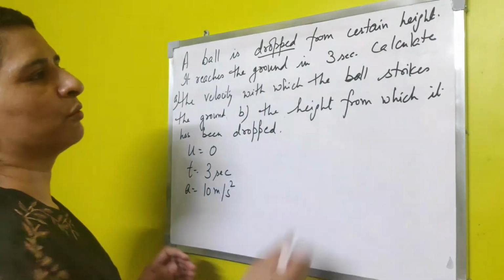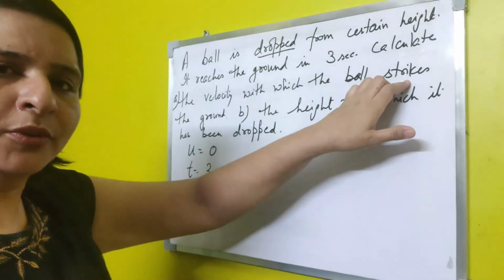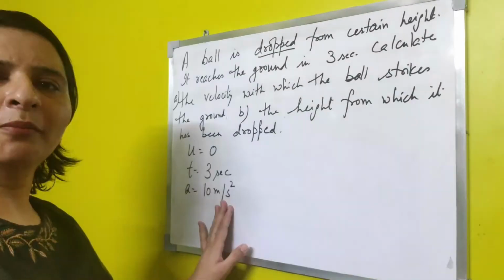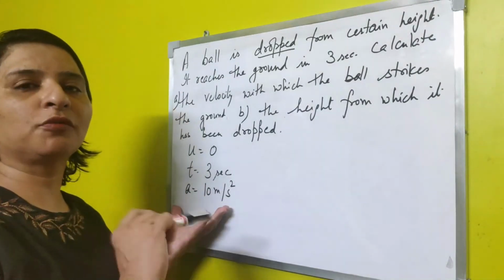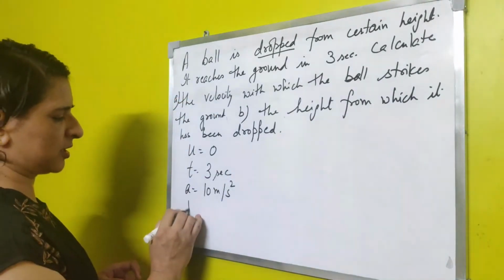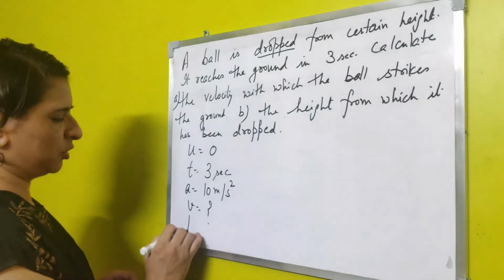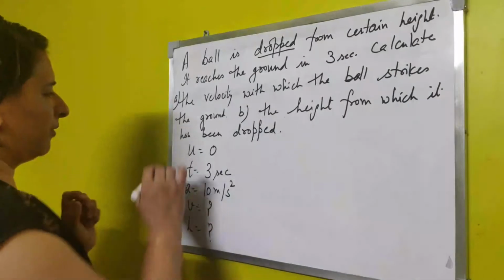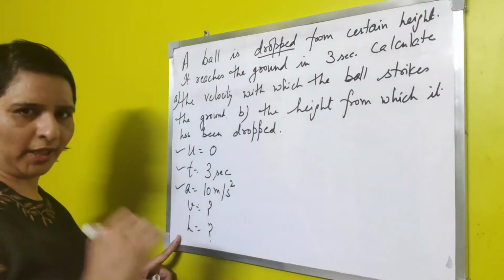Now, what do we need to find out? Calculate the velocity with which the ball strikes the ground. So this parameter we have taken from our knowledge. Maybe it is not provided in the question, but it is known to us. It is falling because of gravity, so we took acceleration as 10. Fine. Now we need to find the velocity with which it strikes the ground and the height from which it has been dropped. So these two values are unknown. Again, we have written the known values, given values to us, and this is what we need to calculate.